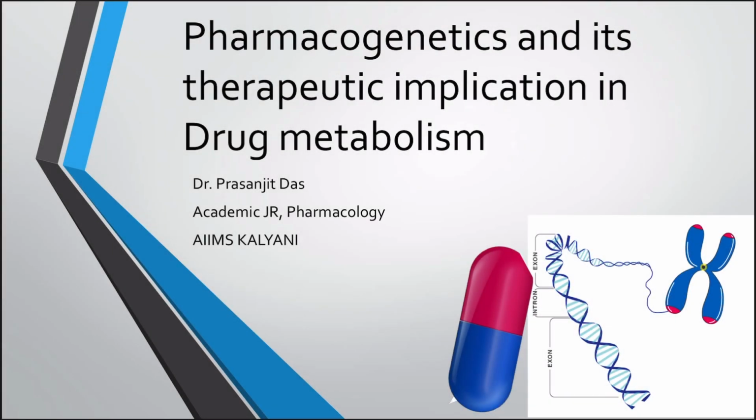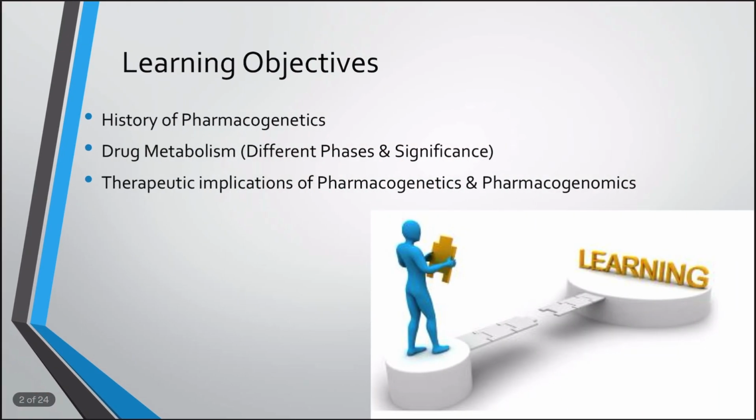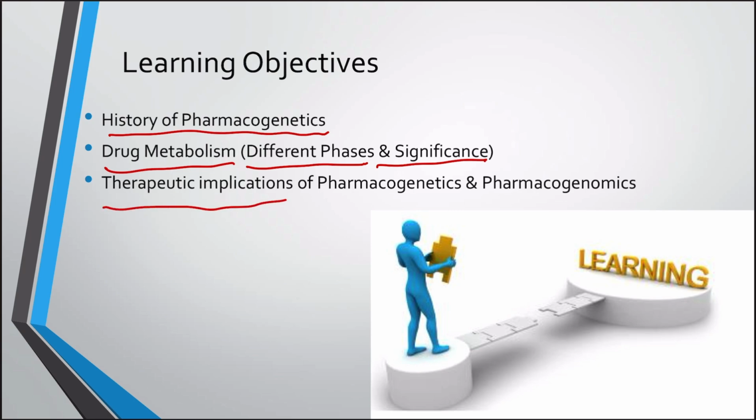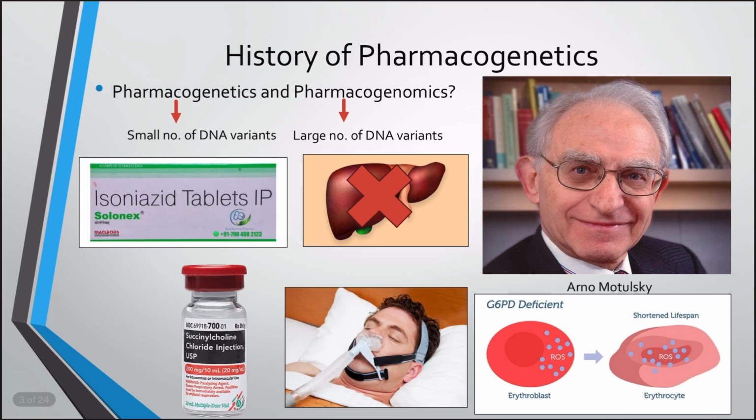So today I am going to discuss the topic of pharmacogenetics and its therapeutic implication in drug metabolism. It is one of my seminar topics, and we are going to discuss it under the following headings: the history of pharmacogenetics, then drug metabolism, that is the different phases of drug metabolism and their significance, then the therapeutic implications of pharmacogenetics and pharmacogenomics. So coming to the first slide, that is the history of pharmacogenetics.